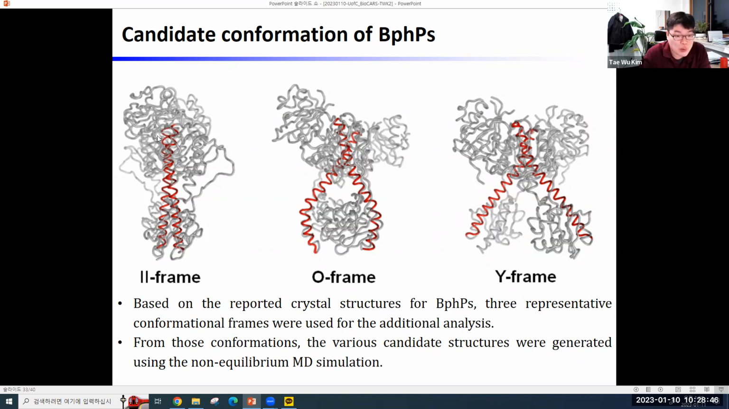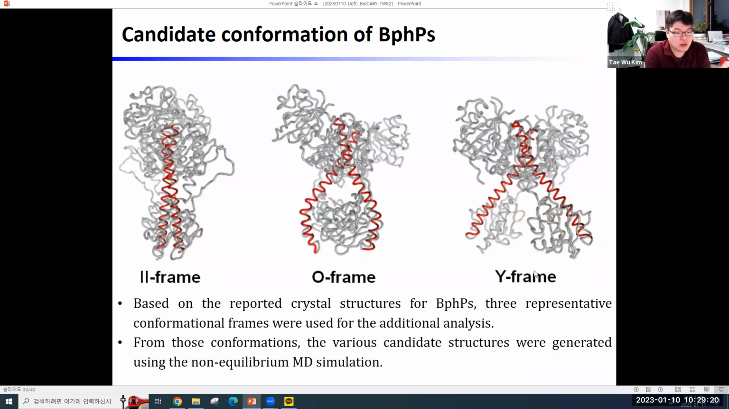Two helical backbones in the photosensory module are almost parallel aligned like this, so I just call this conformation the II-plane. The middle one shows a very round type of helical backbone, so I call this the O-frame geometry. And the final one shows a very stretched conformation like this. Exactly, this is a reversed Y-frame, but I will simply call it the Y-frame geometry.